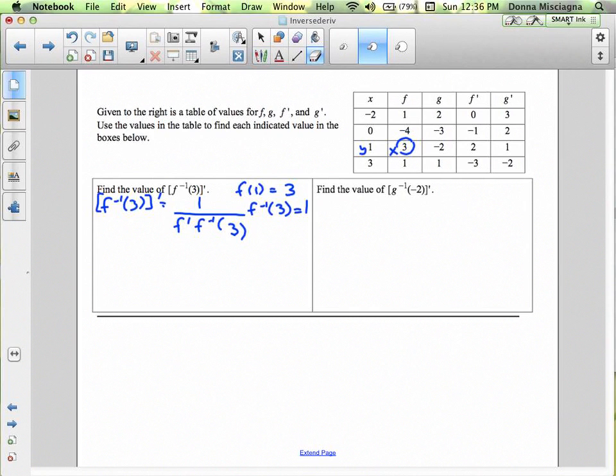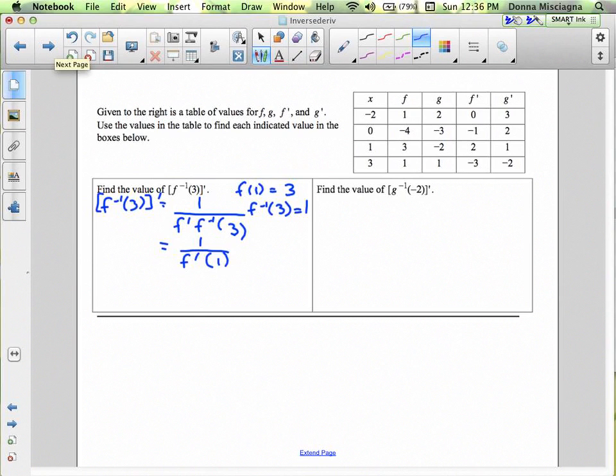All right, so now this f inverse of 3 is now 1. We're now finding the derivative at 1. So we have to find it at the value of the inverse. Now if we look, f prime of 1 is equal to 2. Excuse me, not f inverse of 1. f prime of 1 is equal to 2. Therefore, our final answer is 1/2.